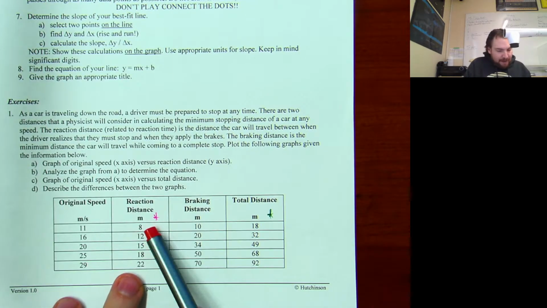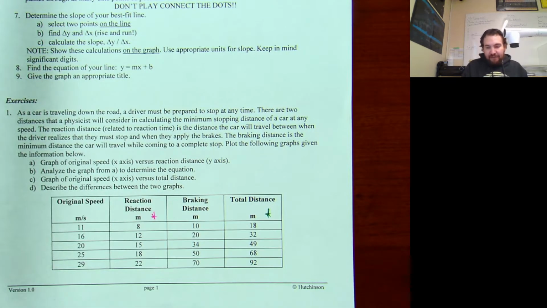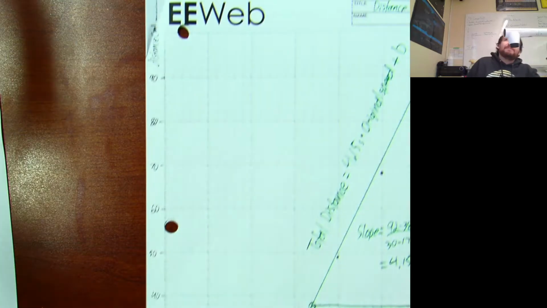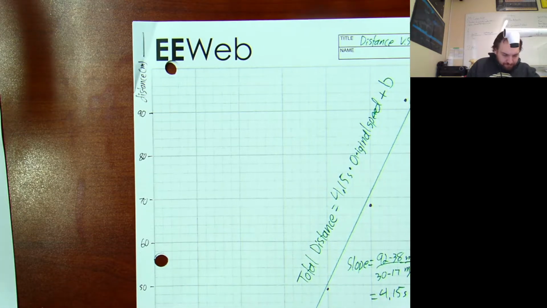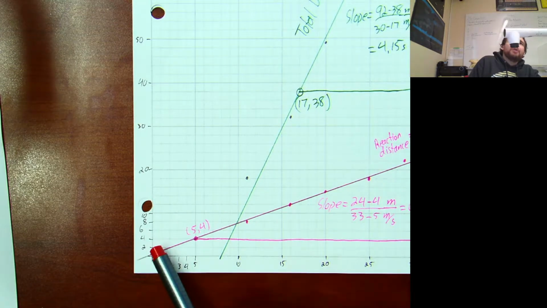Now, the reaction distance here goes from 8 to 22. The total distance here goes from 18 to 92. So I wanted a graph that went from 0 on the low end up to 100 on the top end. And if you notice, there are actually 50 lines that go top to bottom. So I made my scale go up by 2 for each line.